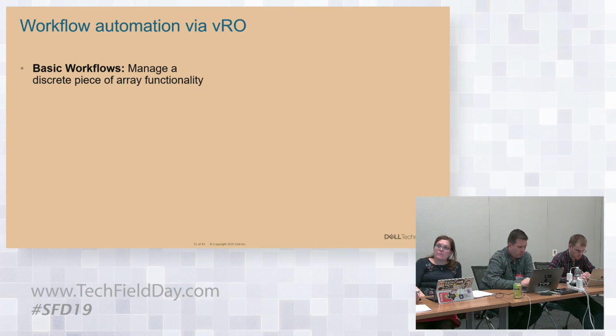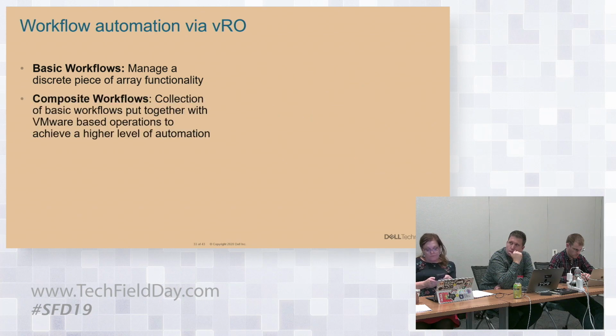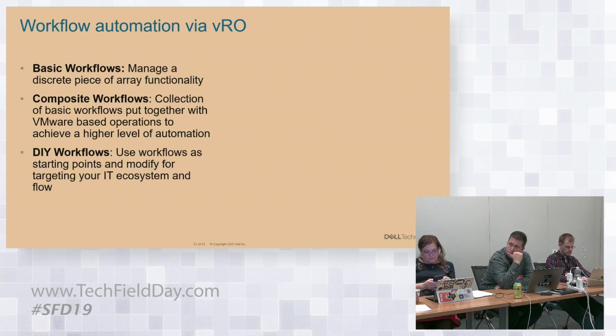At Dell EMC, we look at vRO workflows and divide them into three categories. The basic workflows would be something like create LUN, or manage a piece of array capability. Examples would be get host information, create storage group, or create volume. Then there are composite workflows, which will have some validation, and do-it-yourself workflows. You take what we provide and create your own workflows.